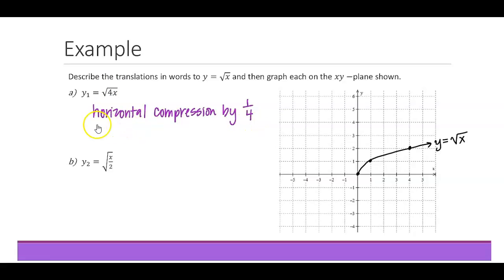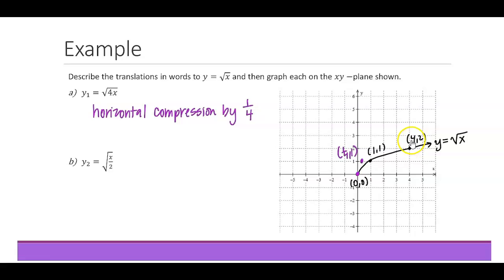So we're going to be affecting the x values since it's horizontal. So our coordinates on the original parent function 0, 0, 1, 1, 4, 2, we're going to think about affecting the x values. Well, 0, 0 stays the same. If I multiply the x coordinate by 1/4, I stay at 0. But 1, 1, the first coordinate, 1, will be multiplied by 1/4, so I'm at 1/4, 1. So this new coordinate point would be 1/4, 1. The y value doesn't change this time, the x value does.